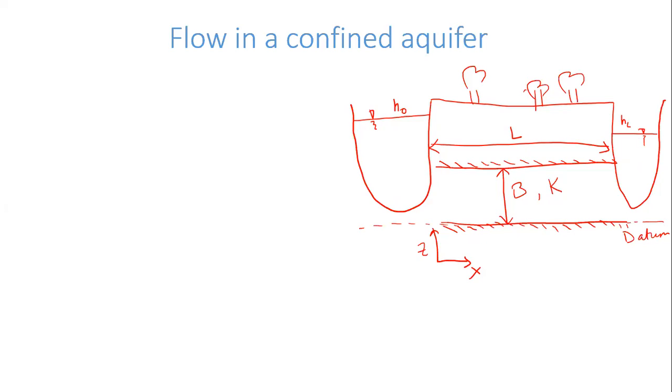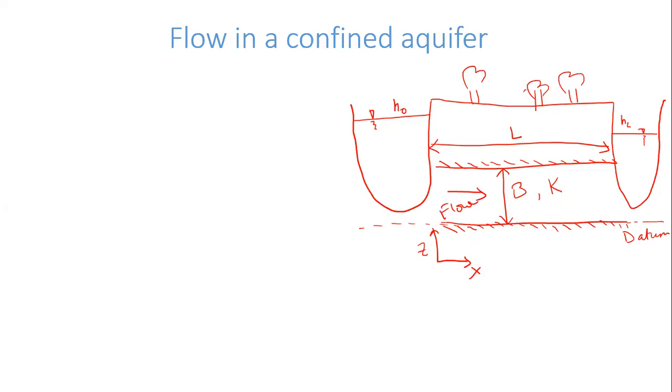Now you can clearly see I have a confined aquifer with a gradient between the two ends. I have a water level of H0 at one end and a water level of HL at the other end, where H0 is greater than HL. So clearly there is going to be flow happening in this aquifer in this direction. Does everybody agree with that? The flow will happen from the first river to the second river. So now my question is, how do I find out how much flow is happening?